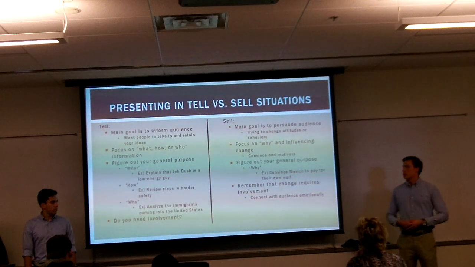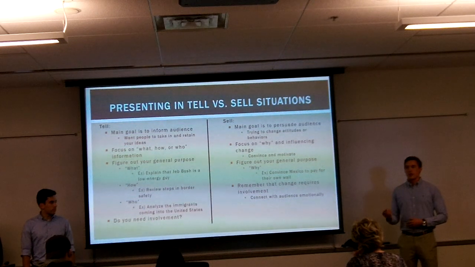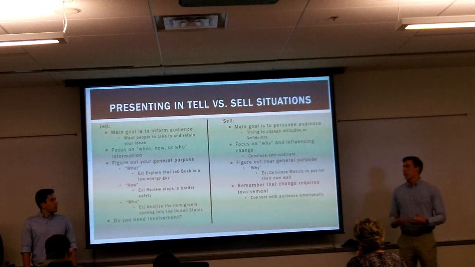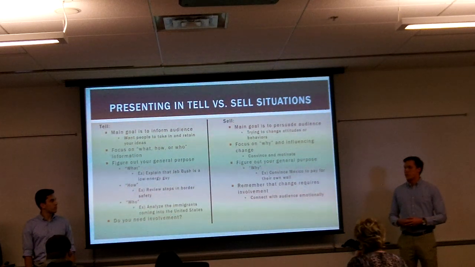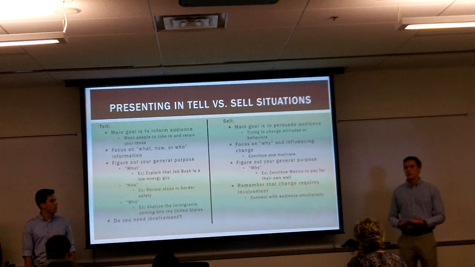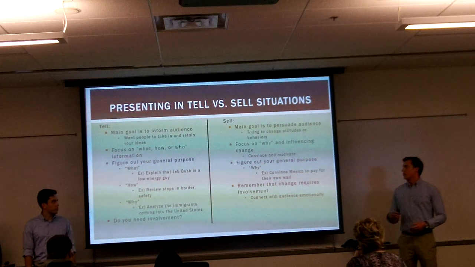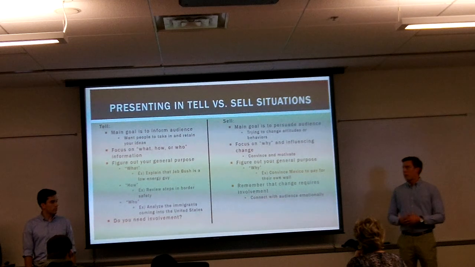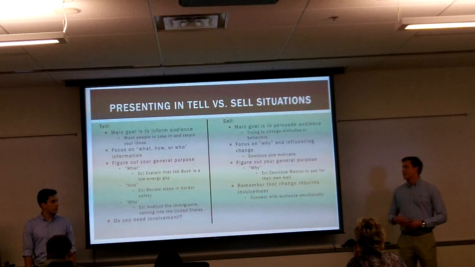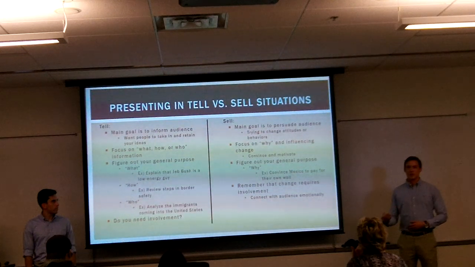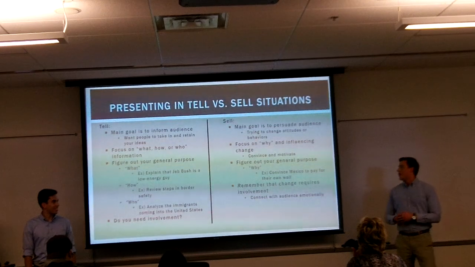So when you're selling, the main goal is to persuade people through changing their ideas or behaviors on your topic. The biggest difference between tell and sell is how you put together your information for your presentation. In sell, you're going to put together why and how you're going to influence change in people. So Donald Trump, again, I'm going to use it as an example. For his why, he would say, I want to convince Mexico to pay for their own wall, which in my opinion is probably definitely not going to happen.